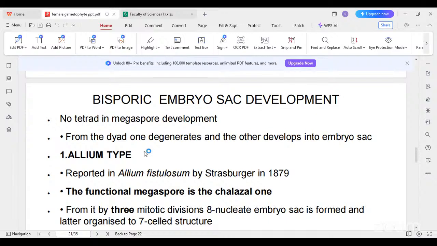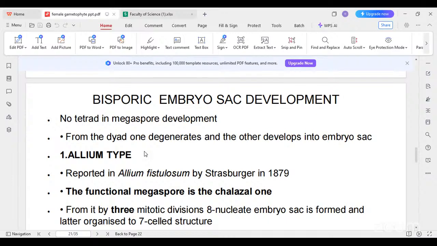The second one is the Endymion type. The Allium type was reported in Allium fistulosum by Strasburger. The Allium type was reported in Allium fistulosum by the scientist Strasburger in 1879.